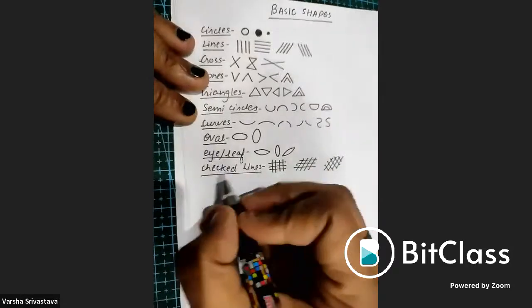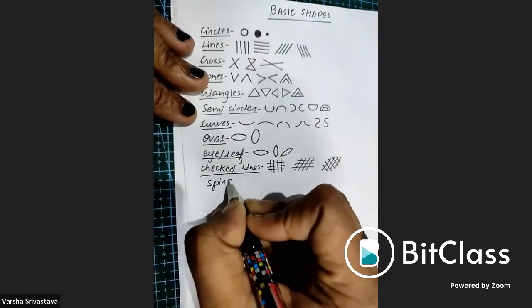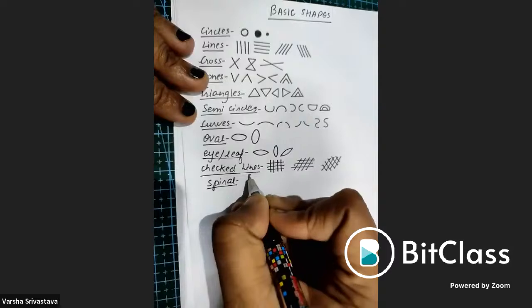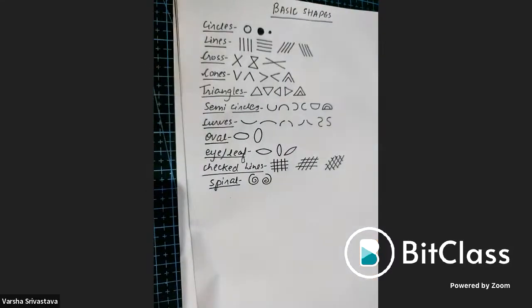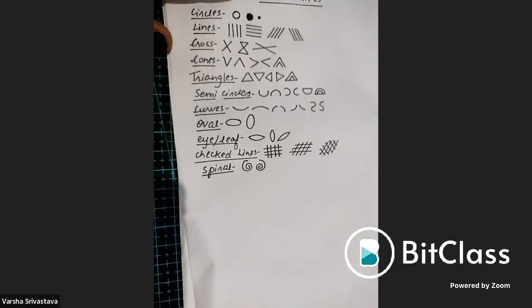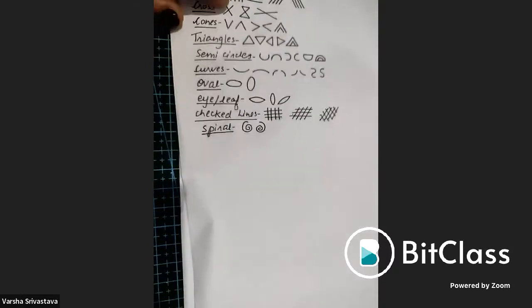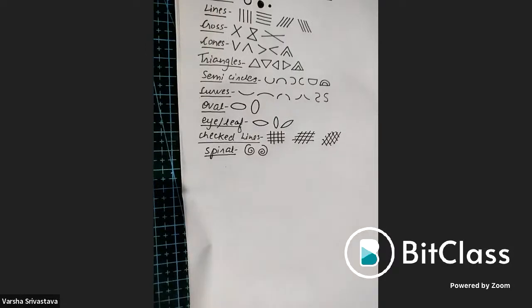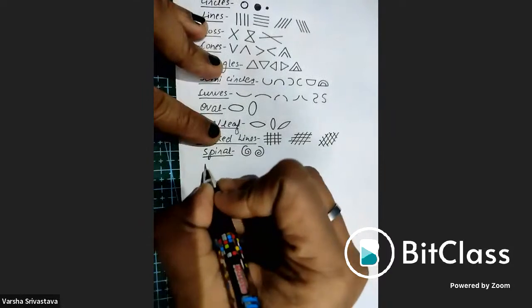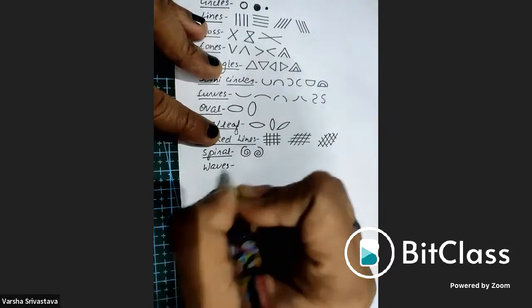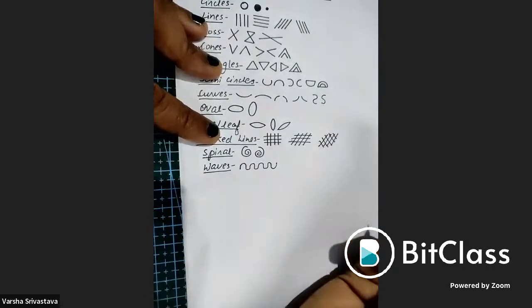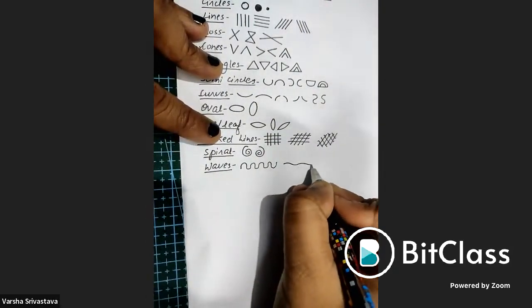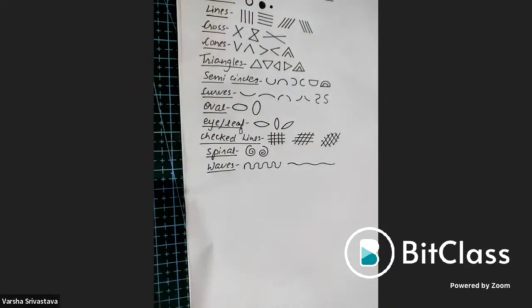Next shape. That is the spirals or a spiral. Just make it like this or like this. And every shape has its own importance. Once I'll just proceed with the figures, you will understand each and everything. Now I'm going to make the waves. So these are the high waves and these are the low waves. High waves and low waves.